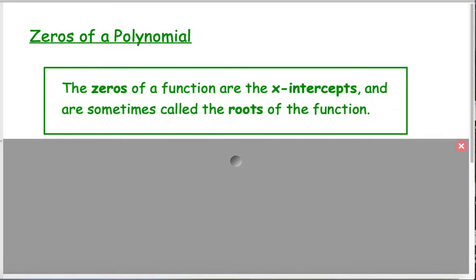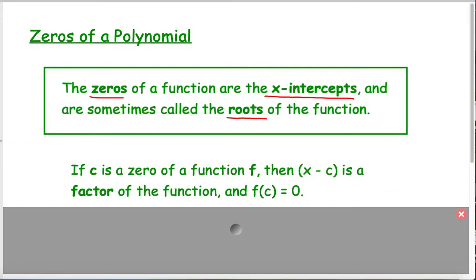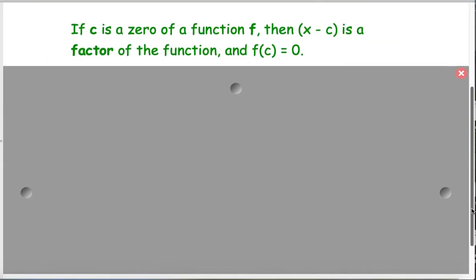How about the zeros of a polynomial? Now, I've mentioned already, the zeros of our function are the x-intercepts, and sometimes they're referred to as the roots. So all of those terms, zeros, x-intercepts, roots, all mean the same thing. Where does the graph cross the x-axis? If c is a zero of a function f, then x minus c is a factor of the function, and f of c is going to equal 0. I'm going to jump right into some examples for this.